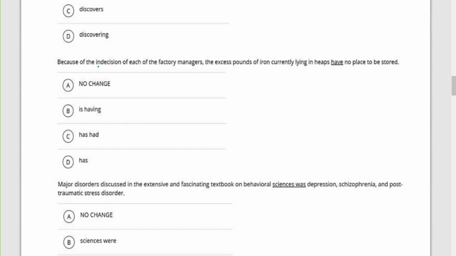Because of the indecision of each of the factory managers, the excess pounds of iron currently lying in heaps have no place to be stored. Waiting for you, Hajar. Of course, indecision means what? Inability to make decisions. Okay, tell me. Hajar, she said no change. Do you agree with her?